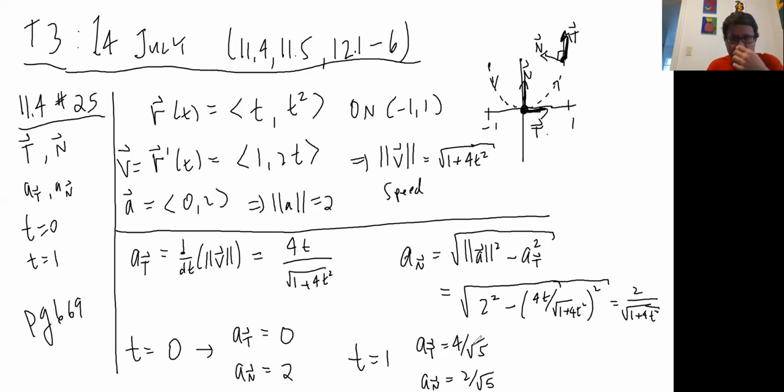If a sub t is positive, that means it's going to be speeding up. If it's negative, then it's going to be slowing down. You probably also notice that a sub n is a square root of other things, so it will always be positive. It's either going to cause it to turn one way or the other. You're not going to have a negative normal component. So that's the idea. So that's number 25 on 11.4.